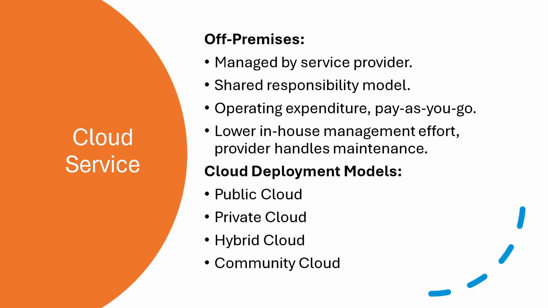A private cloud is when a cloud service provider dedicates their resources and hardware to provide cloud services for an organization. A hybrid cloud is a combination of public and private clouds, providing flexibility and optimized cost management. It also enables data and application portability.